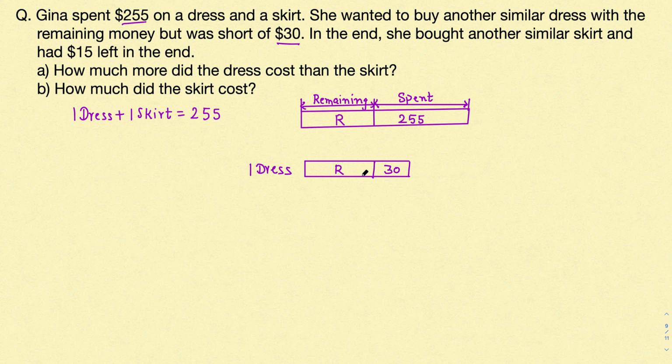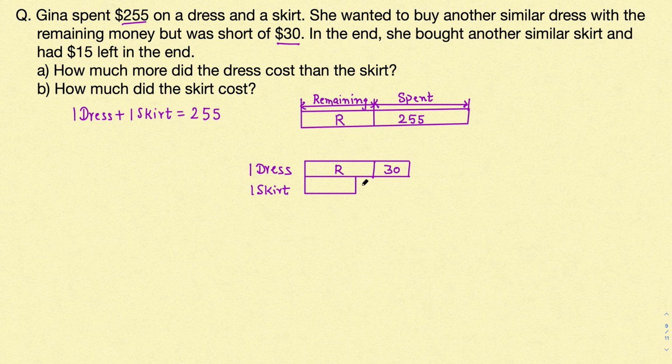That tells us that the cost of the skirt was less than the remaining amount of money, right? So we can show it here in our model. Let's draw another bar to show the cost of the skirt. Let's say it's only till here, right? So this is the cost of one skirt, which is less than the remaining amount of money.